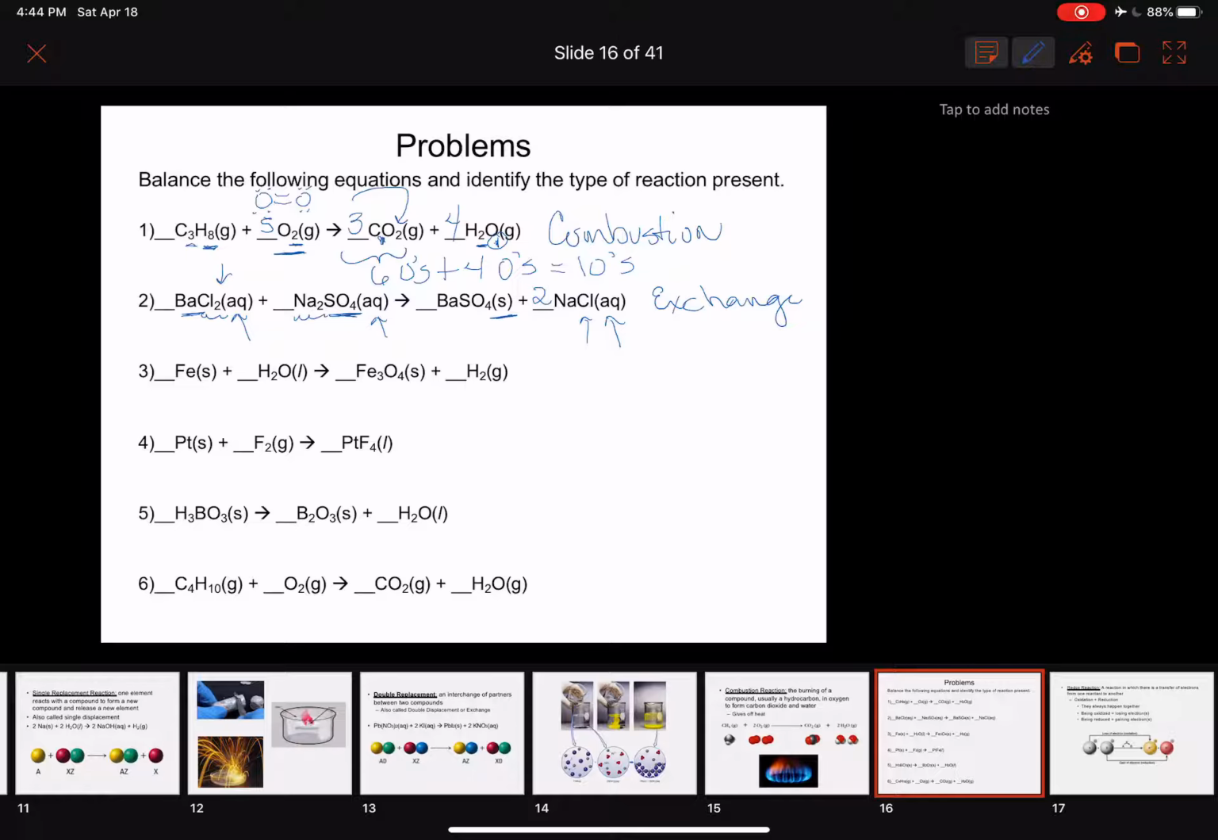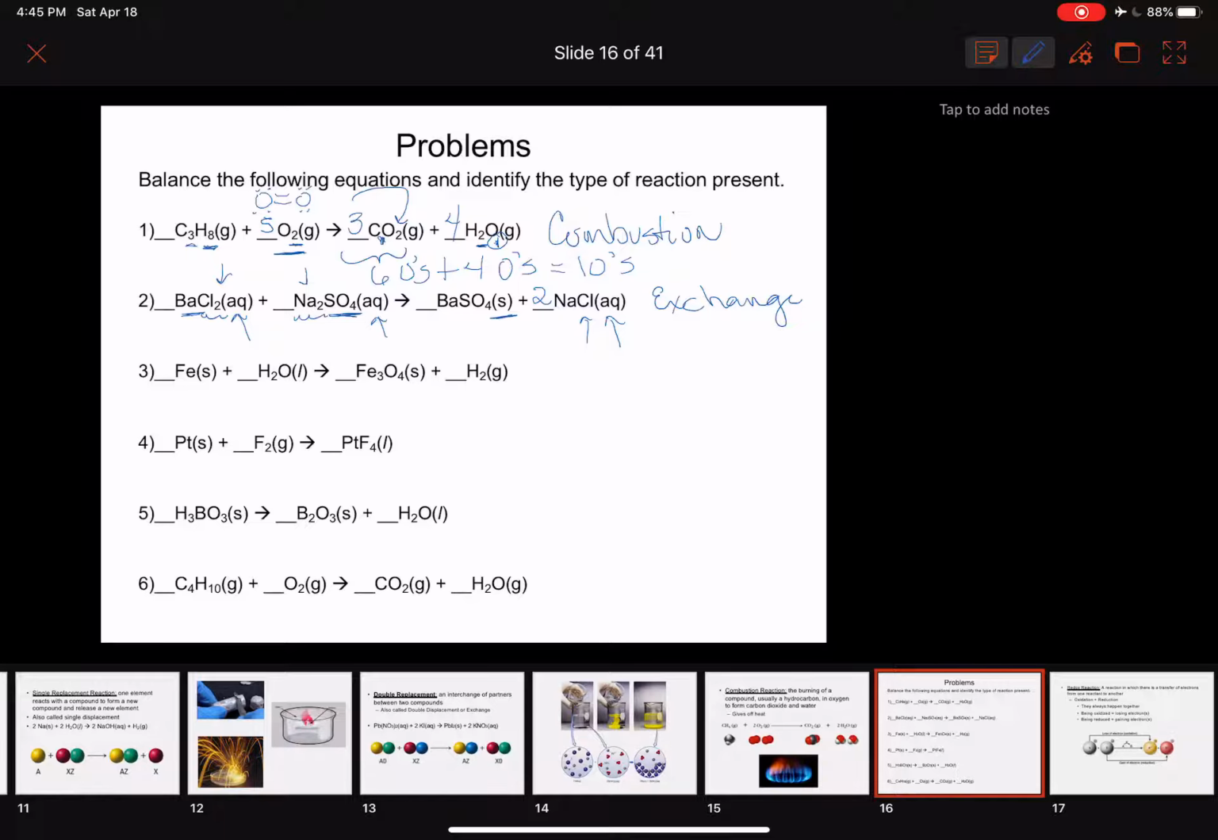Now, if we go on to the next atom, we can see it's sodium. We have 2 sodiums on the reactant side, and we have 2 sodium chlorides on the product side, and each sodium chloride brings with it 1 sodium. So if we have 2 sodium chlorides, we have 2 sodiums. So we're balanced there with our sodiums.